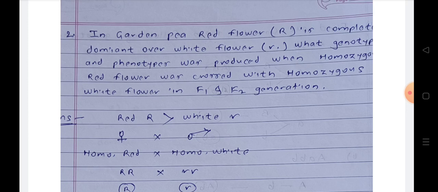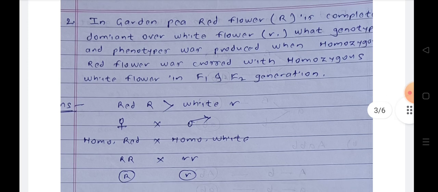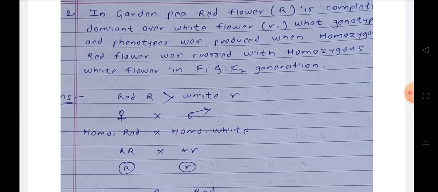Contrasting characters in height will be whether it is tall or the dwarf one. So here, instead of tall and dwarf, we can consider a red flower and white flower. Any one character which is asked in the examination, but it is the contrasting one. Suppose red flower is dominant over white flower. For red we can take capital R, and for white we can take small r.